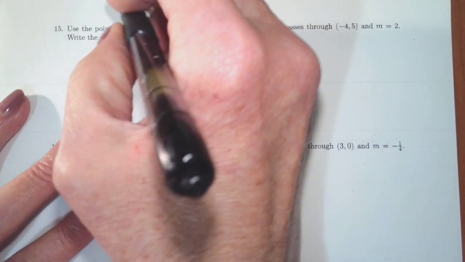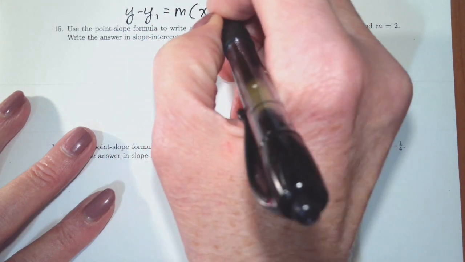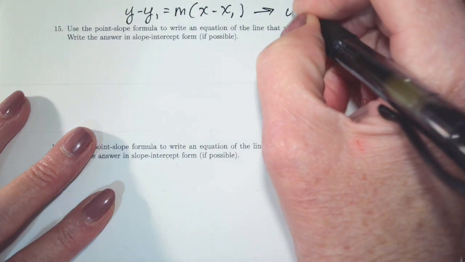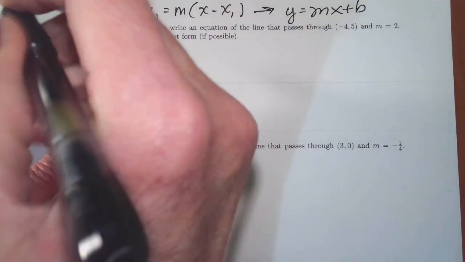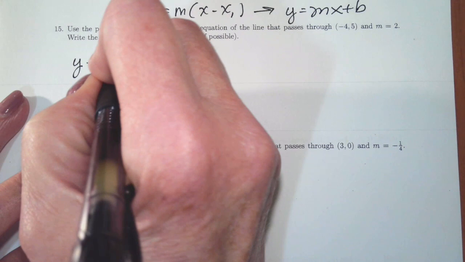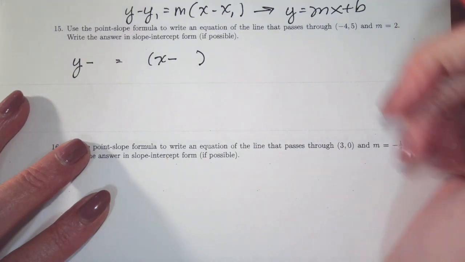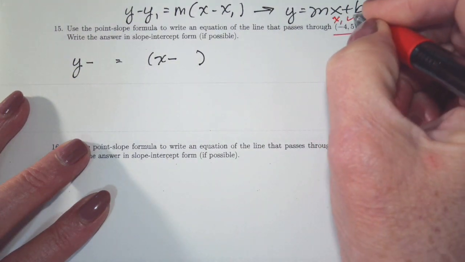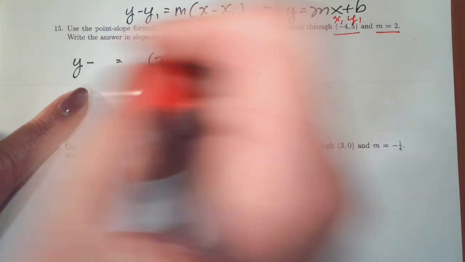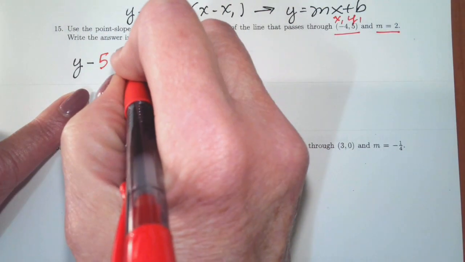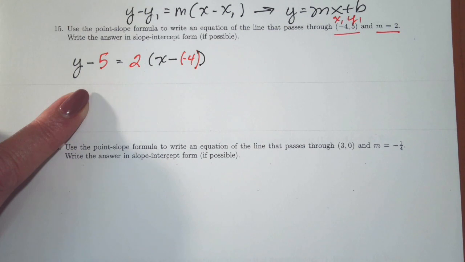So I'm going to put up here at the top, we need to go from y minus y1 equals m times x minus x1 into y equals mx plus b. Okay. So we know we're going to start with our equation, that is y minus something equals something times x minus something. These are the three blanks we're going to fill in. Our point is our x1, y1, and our slope is 2. So y minus y1 equals m times x minus x1. And then we're just going to solve for y.